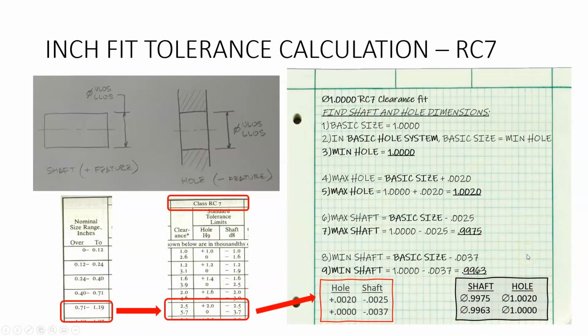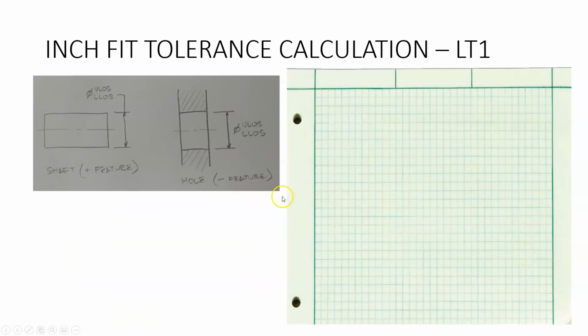All right, let's do one more. The other one in your engine problem is an LT1 fit. This is a transition fit, okay, which means that we expect to see a little bit of clearance and a little bit of interference through the range of sizes, right? And when we talk about range of sizes, we're talking about these range of sizes.